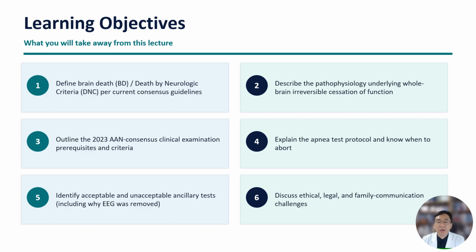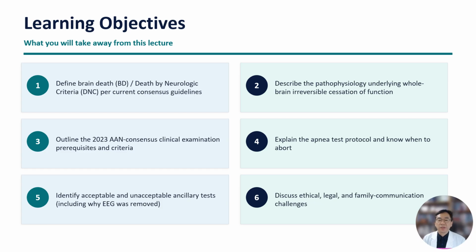So here's what we are going to cover, your roadmap for the next 20 minutes. First, we are going to nail down the definition of brain death, also called death by neurologic criteria or DNC, based on the most current guideline. Then we will dig into the pathophysiology, basically what's actually happening inside the brain that makes this condition irreversible. From there, we will walk through the 2023 AAN consensus criteria step by step, what the prerequisites are that you need to check off before you even start the clinical evaluation.